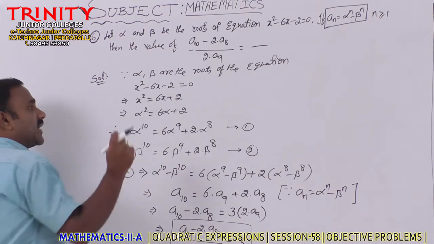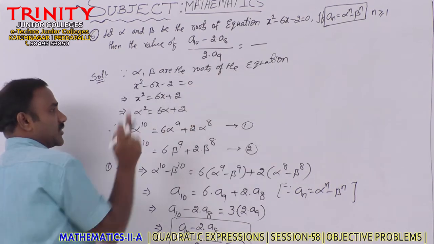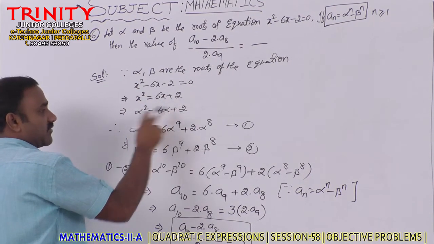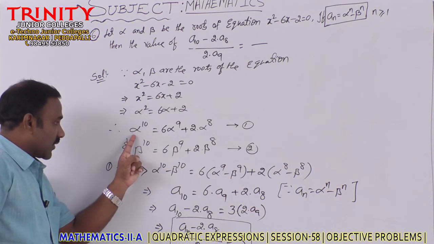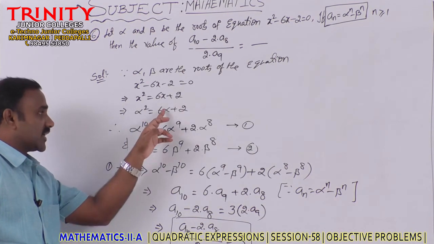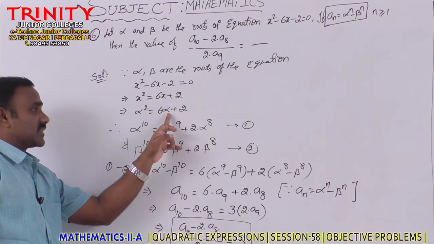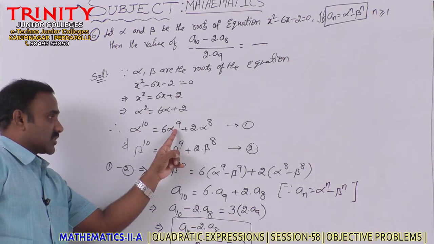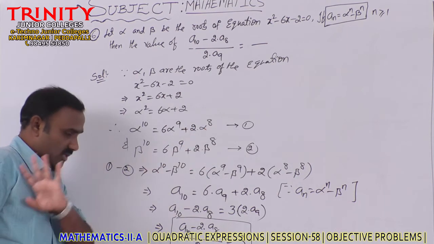In this problem, the main thing is alpha, beta are the roots. Therefore, we got x square equal to this one. Alpha is the root, alpha square equal to 6 alpha plus 2. From that, we wrote alpha power 10 and beta power 10. Why? Because here alpha square, the power is here minus 1 and here minus 2. Therefore, 10 is the power, 10 minus 1 is 9, 10 minus 2 is 8. We got the required result.